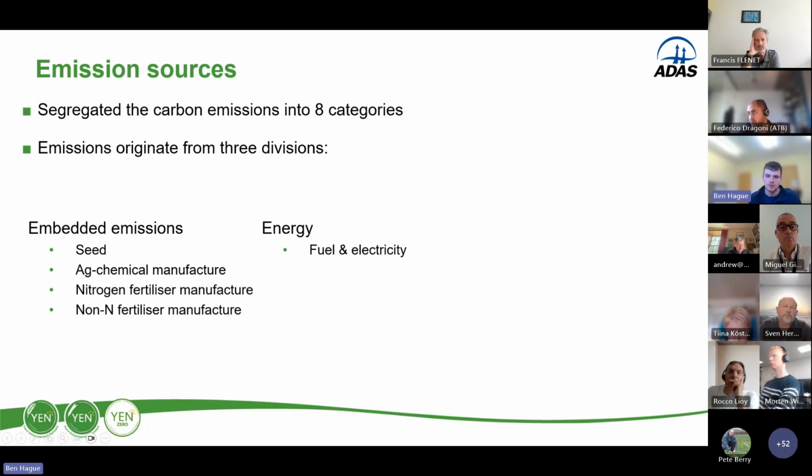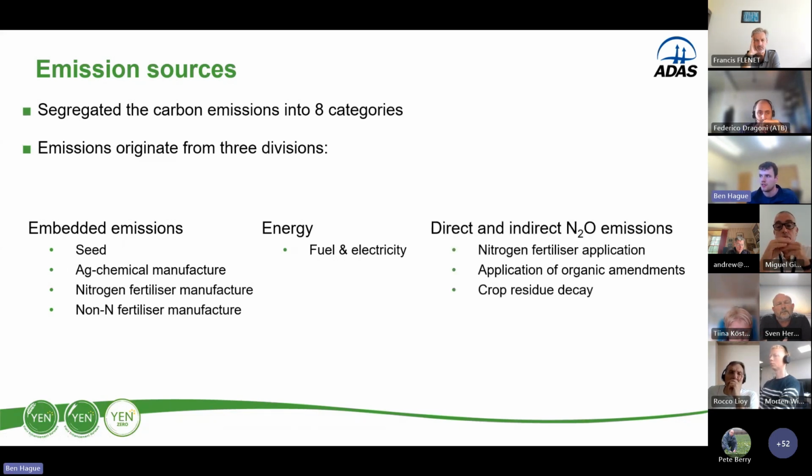So this is mainly diesel consumption in machinery, but also energy required to dry grain and store crops, such as potato cool storage. And lastly, we have the direct and indirect nitrous oxide emissions. These are mainly associated with nitrogen fertilizer application, organic amendment application, and also crop residue decay. When we say crop residue decay, we refer to when residues are left on field and the residue material breaks down and decays, which releases nitrogen into the soil and interacts with the nitrogen cycle to form nitrous oxide after harvest. And a key driver of these emissions is the amount of nitrogen available in the soil and also the soil moisture and temperature.